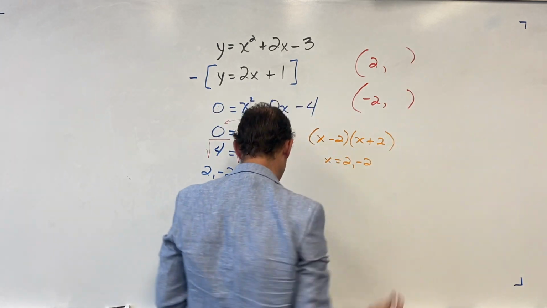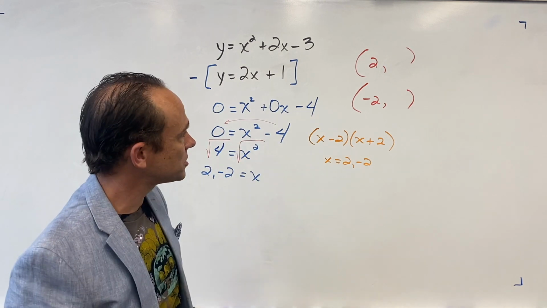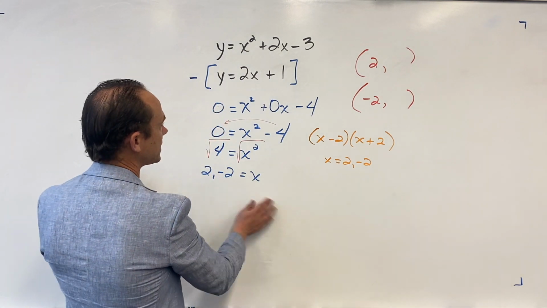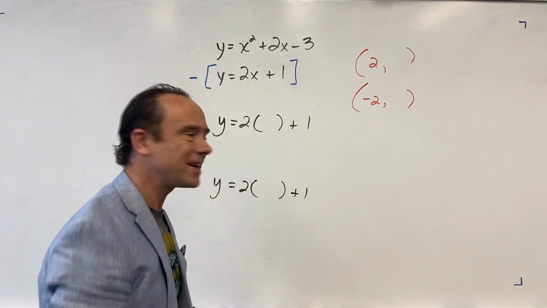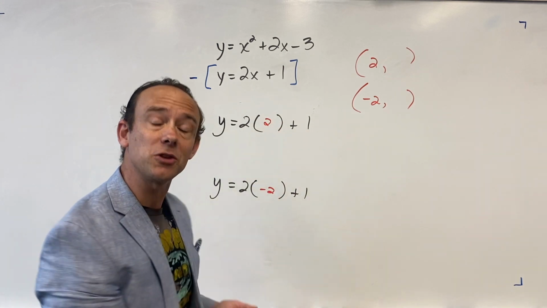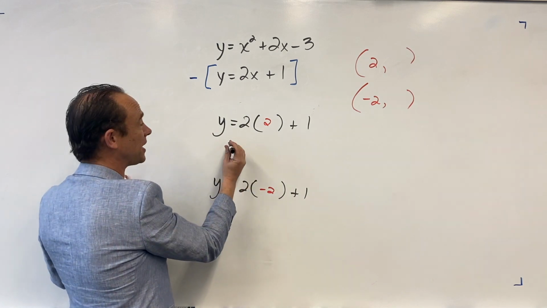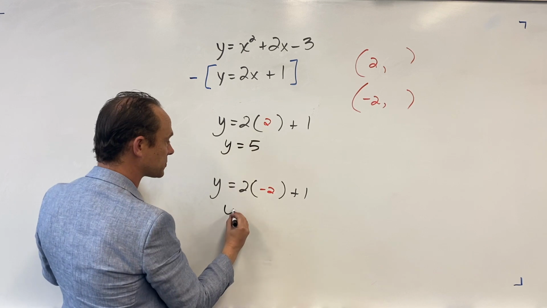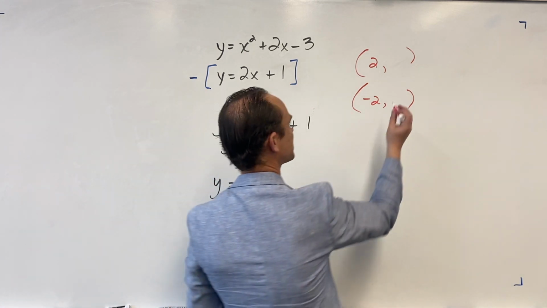All right, so there we go. We got our x values. We know we've got a parabola and a line, and they're intersecting in two places. So we just got to see where. So let me erase this. Let's plug in our x values and see what our corresponding y values are going to be. So we got 4 plus 1 is 5. Negative 4 plus 1 is negative 3. Gorgeous.